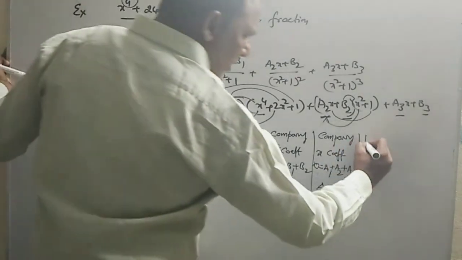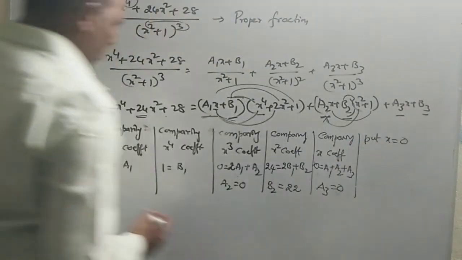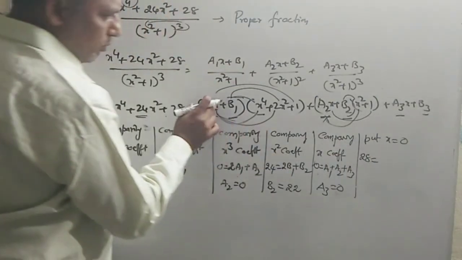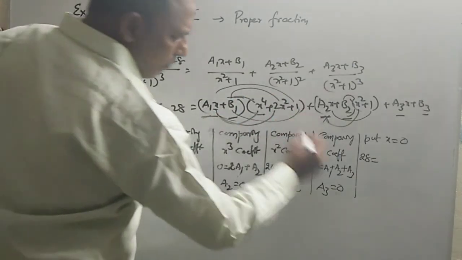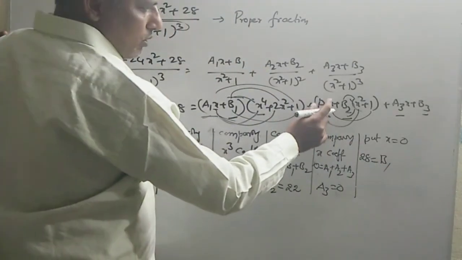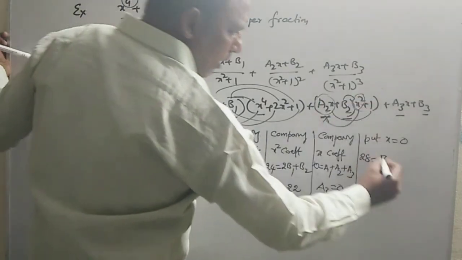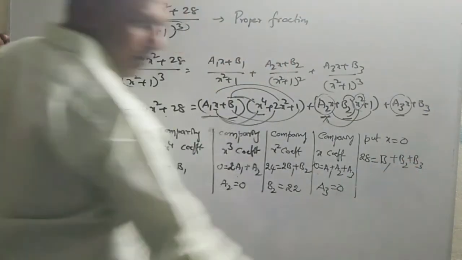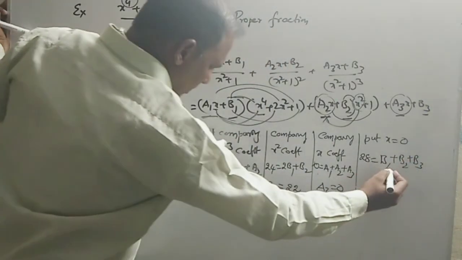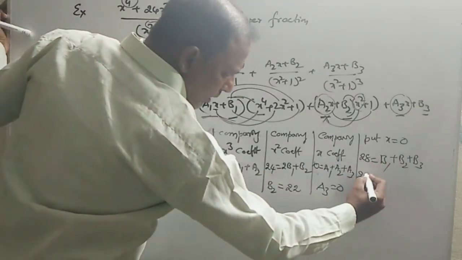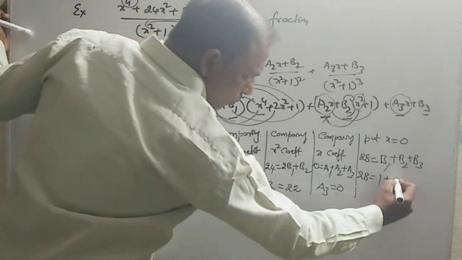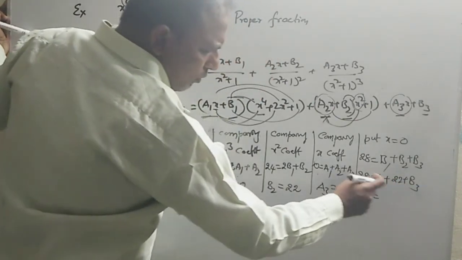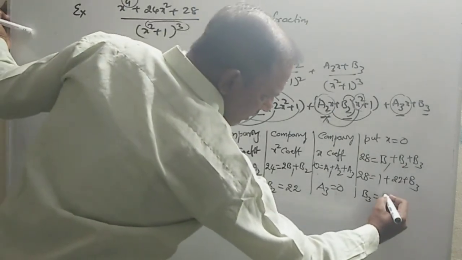And then put x is equal to 0 or compare constants. When we put x is equal to 0, the left side becomes 28, and these two terms become 0, therefore this is b1. When you put x is equal to 0, this becomes 0 and this becomes 0, we remain with b2, and here this becomes 0, remain with b3. Isn't it? Therefore, since b1 is 1, b2 is 22, and the b3 value is, if you minus 23, you get 5.